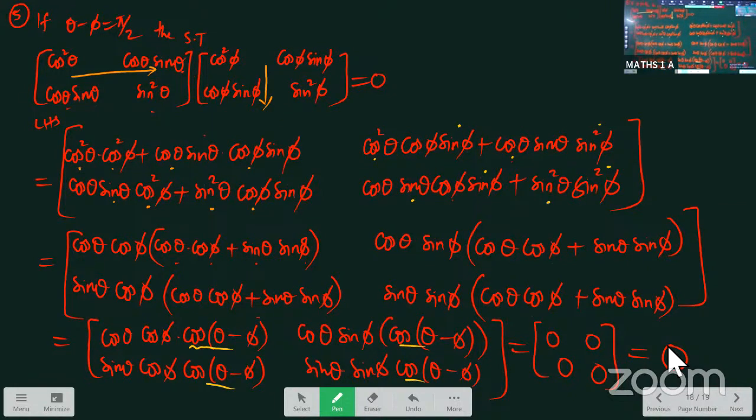Be careful with calculations and taking common. Please remember just one thing: here comes cos of theta minus phi everywhere. Here as well, here as well, here as well, here as well. Cos of theta minus phi will come.